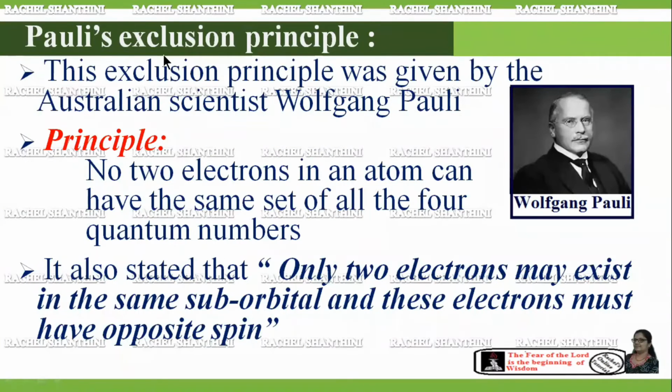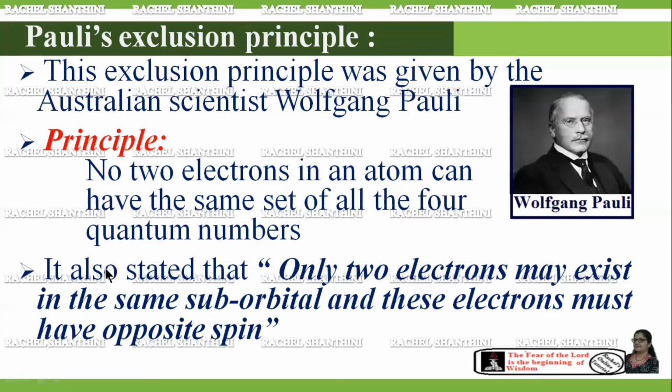Pauli's exclusion principle. This exclusion principle was given by the Austrian scientist, actually he is a physicist, Wolfgang Pauli. According to Pauli's exclusion principle, no two electrons in an atom can have the same set of all the four quantum numbers.